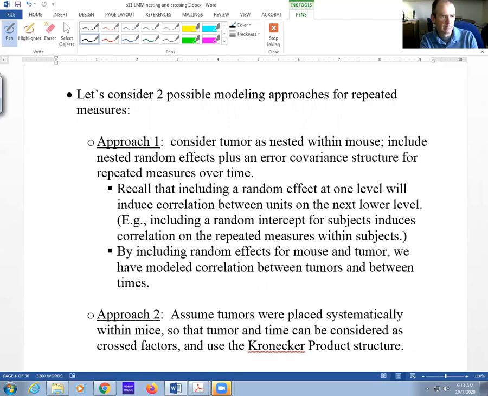And we talked about this last time, how including a random effect at one level will induce correlation between units on the next lower level, right? So if we include random effects for mouse and tumor, we have modeled correlation between tumors and between times. However, we go ahead and add in the AR1 structure because this is a pretty simplistic correlation structure between times, where you're just assuming the same correlation regardless of the distance between the time points. And that's one of the main reasons why we add on the AR1 structure.